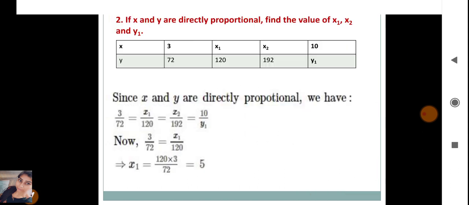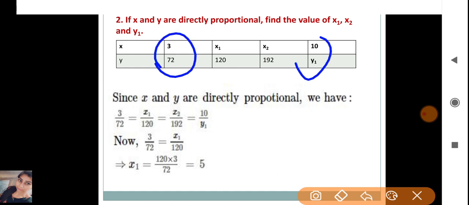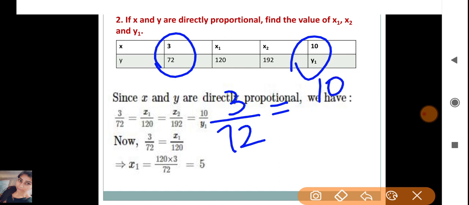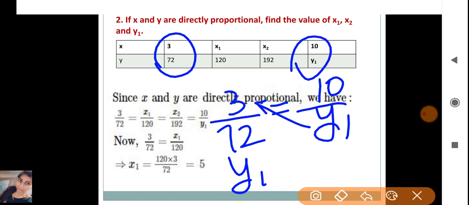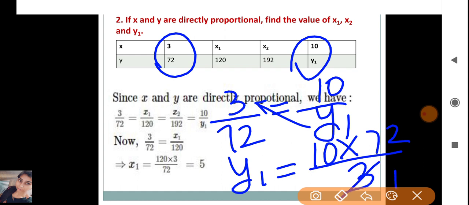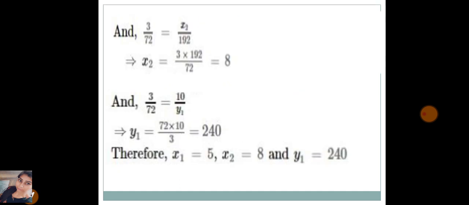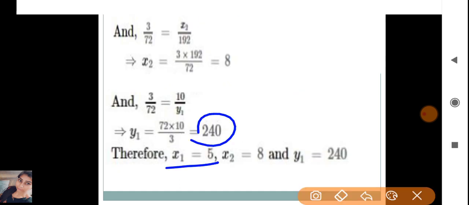Now in the same way we are going to take this and this. 3 by 72 is equal to 10 by y1. So y1 will be equal to 10 multiplied by 72 divided by 3. 3 ones are 3, 3 twos are 6, 3 eights are 24. So 24 multiplied by 10, that is 240. So the answer for this one will be 240. Let's check. So x1 is 5, x2 is 8 and y1 is 240.